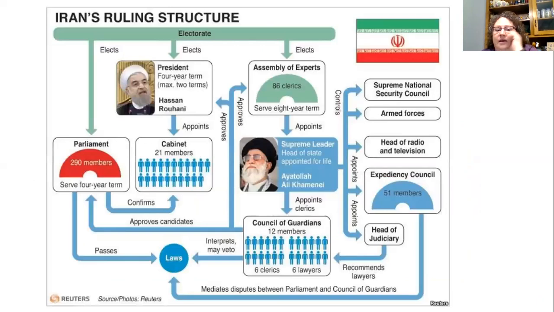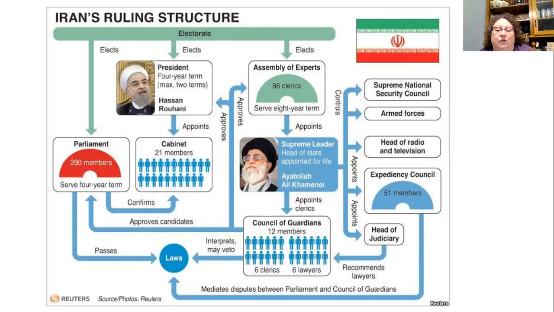This one is for Iran. So we do have the current president here, Hassan Rouhani, and then Ayatollah Khamenei. And so the electorate elects the president, they elect the parliament called the Majlis, and they also elect the Assembly of Religious Experts, which is 86 religious clerics. No women are allowed to serve because women cannot be clerics. The Assembly of Religious Experts appoints the Supreme Leader, who serves for life, and the Supreme Leader appoints the head of the Judiciary, like we could say your Chief Justice.